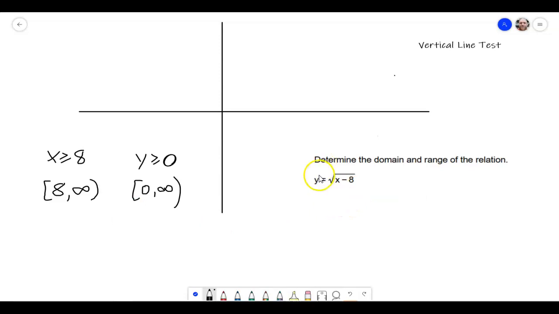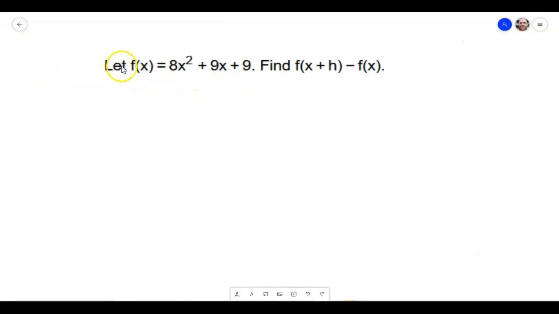All right, let's go ahead and take a look at another example. Here we're letting a function, we're calling that function f of x. We're going to let that equal 8x squared plus 9x plus 9. And what they want us to do is find f of x plus h minus f of x. And this is a really tricky initial subject for people to understand, what it means when we have that x there.